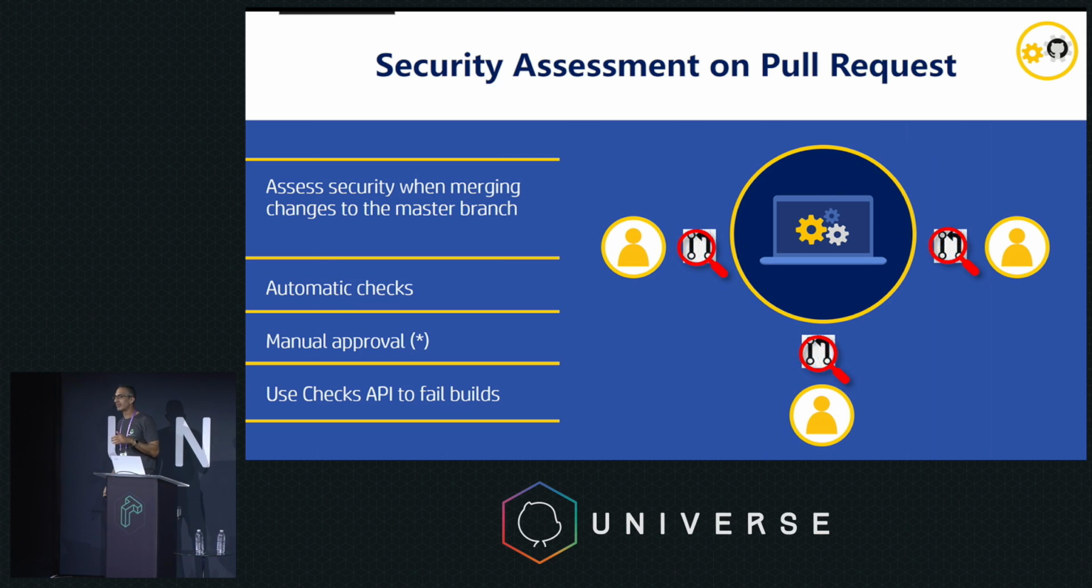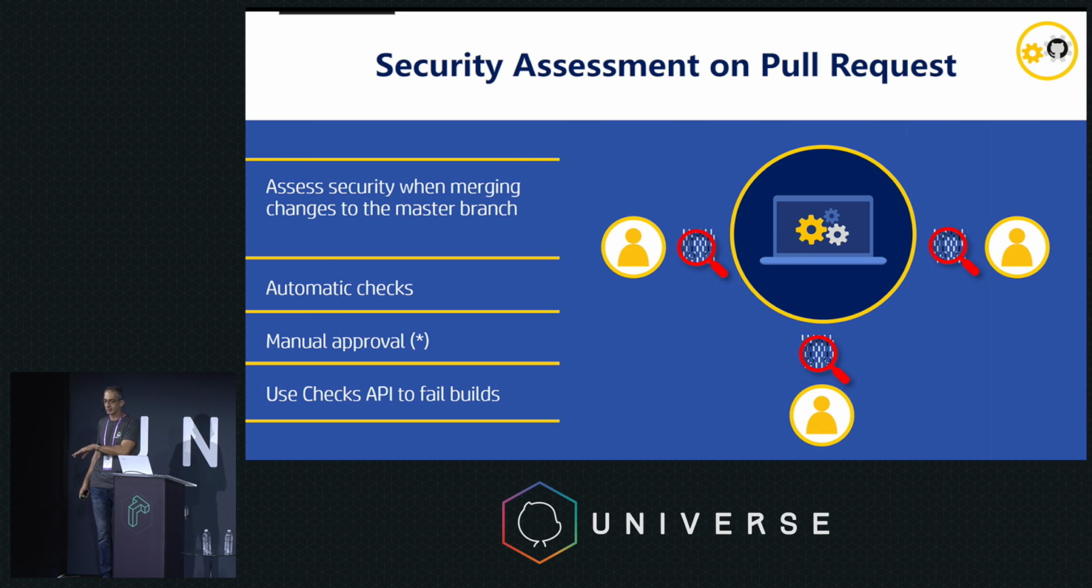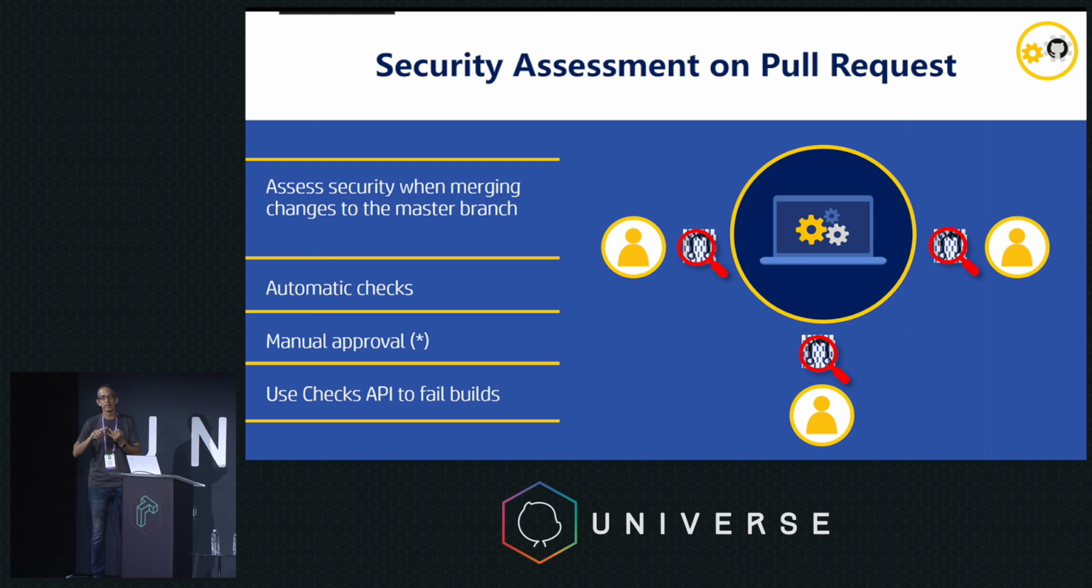Then the second phase is running the security assessment on a pull request when you want to merge your code into the master branch. And you can run automatic checks, as I mentioned, using the checks APIs. But it also requires a manual approval, usually by the development team leader or by someone who actually reviews the code. But the manual approval happens after the automatic checks, and the repo admin can actually override the automatic checks even if they failed, although we don't advise you to do so.